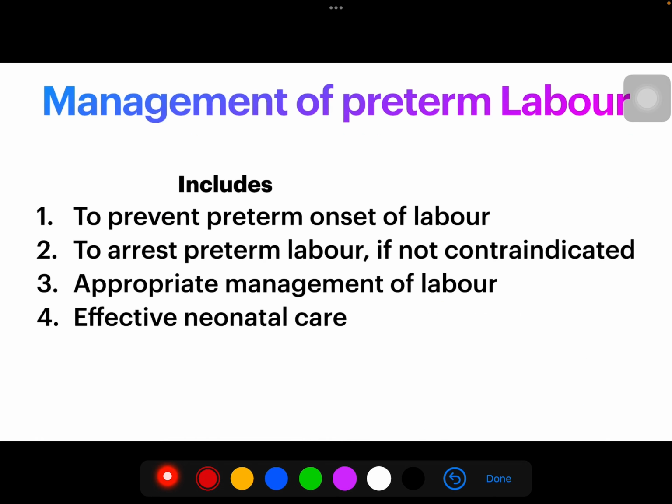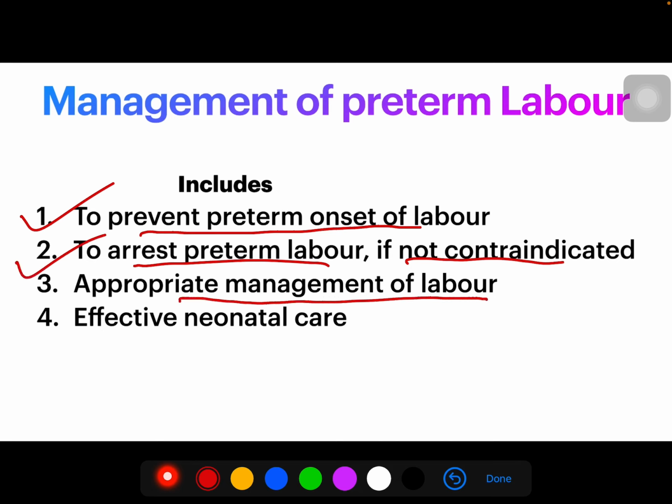So management of preterm labor includes, firstly, preventing the onset of labor, and if it is occurring, arresting the preterm labor if not contraindicated. Like many conditions, there are contraindications or indications for arresting preterm labor, so if there is no contraindication, then we can arrest it. And then appropriate management of the labor if it is occurring, and effective neonatal care after the delivery.